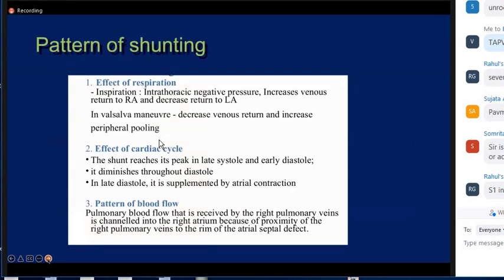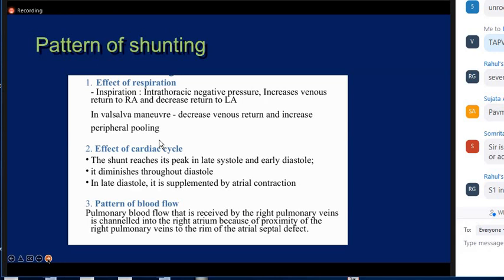So how does the shunting pattern happen in case of pretricuspid atrial septal defect? What are the implications? What are the changes during dynamic respiration? During inspiration, there is a fall in intrathoracic pressure. There will be negative pressure, so the SVC and IVC blood coming to the right atrium will be increased. The right atrium gets a lot of blood during inspiration. From there, it will go to the right ventricle and then to the lungs.